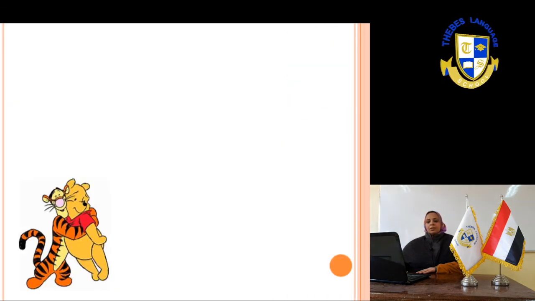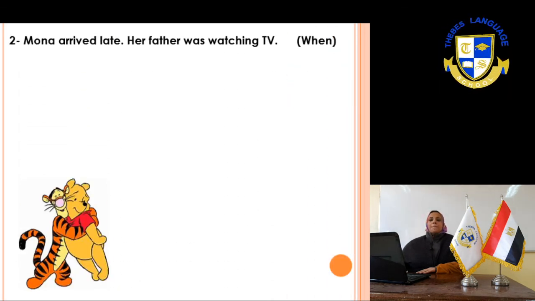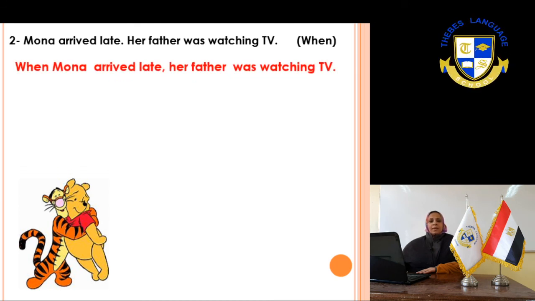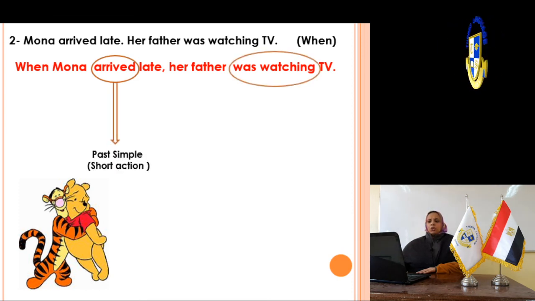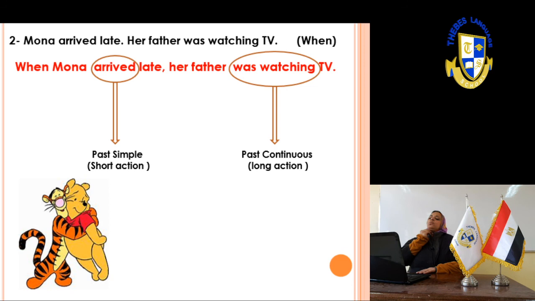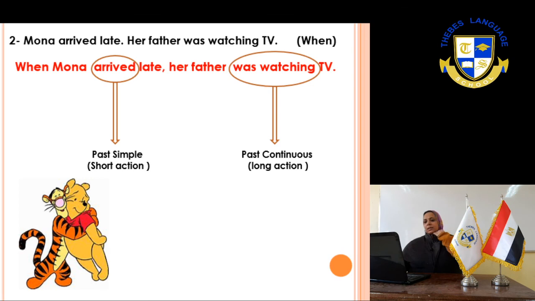Next slide. Number 2, Mona arrived late. Her father was watching TV. Now, I have the word when. Which verb is the past simple and which one is the past continuous? Now, circle the word arrived and put PS because this is past simple. And circle the word was watching and put PC, past continuous. Now, I will put when before the past simple. When Mona arrived late, her father was watching TV.